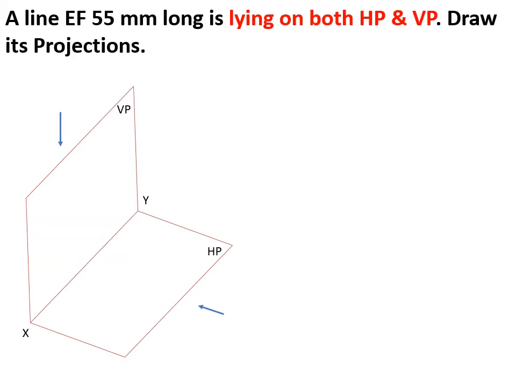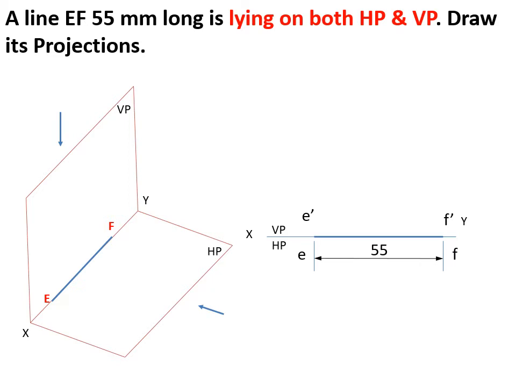Okay. Next one is line EF, which is lying on both the planes HP and VP. Obviously, from the question itself, it is given that it is lying on the XY reference line. So it is a very easy and simple problem. In the XY reference line you have to complete the front view as well as the top view. You may have a question why the front view is marked above XY.